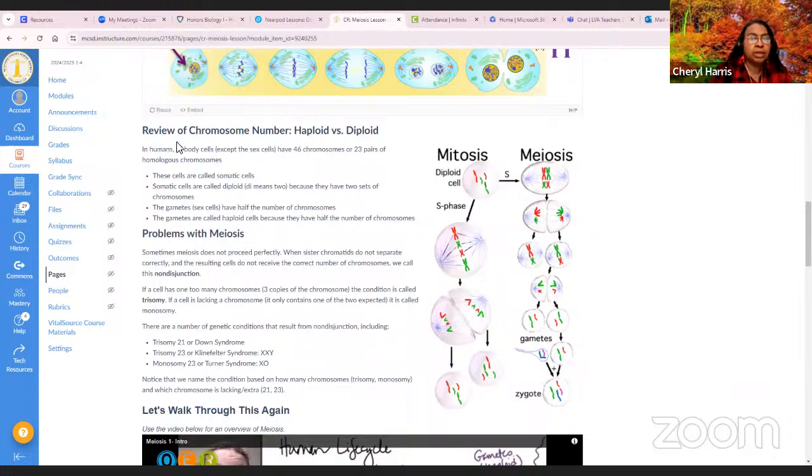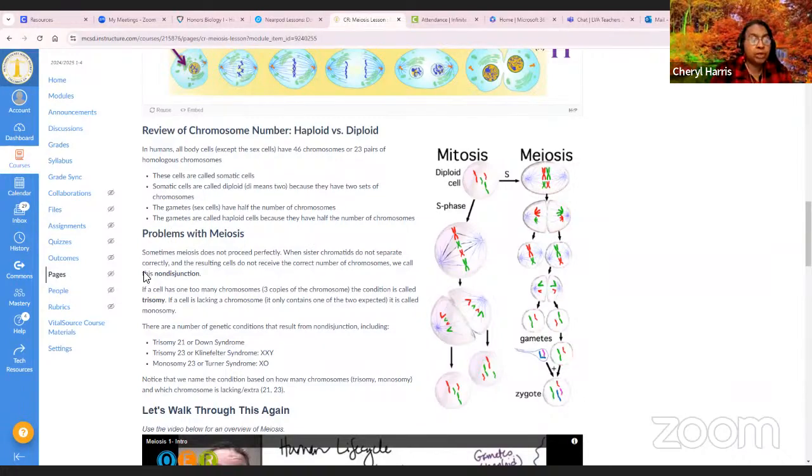Let's look at our review here. Again, notice, know your words, haploid and diploid. I know that humans have 46 chromosomes or 23 pairs. And your body cells are your somatic cells. So the somatic cells are the ones that will have a full set of chromosomes all the time. Gametes are your egg cell and your sperm cell, and they will always have half the number of chromosomes. So they are haploid. All right, so again, make sure that you're connecting those vocabulary words and those numbers.